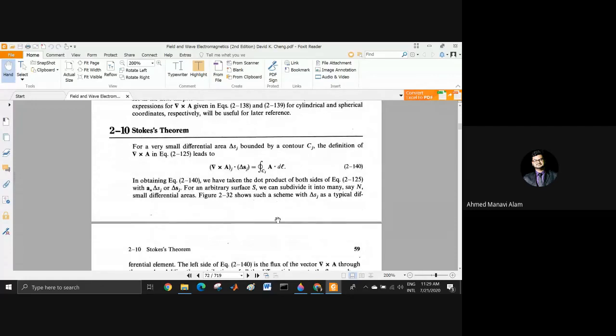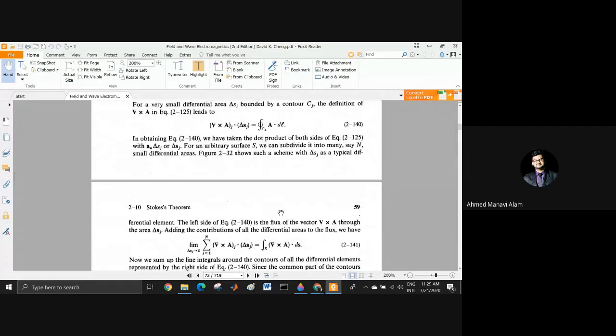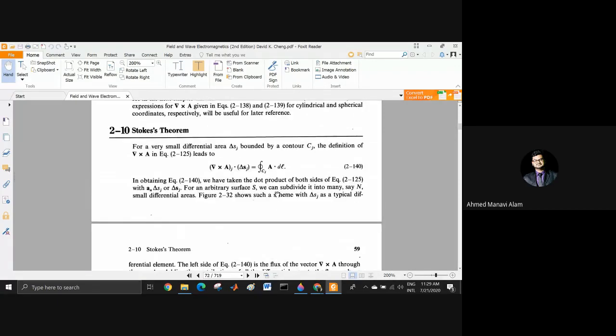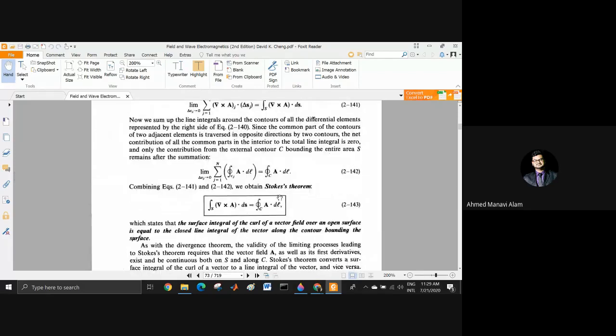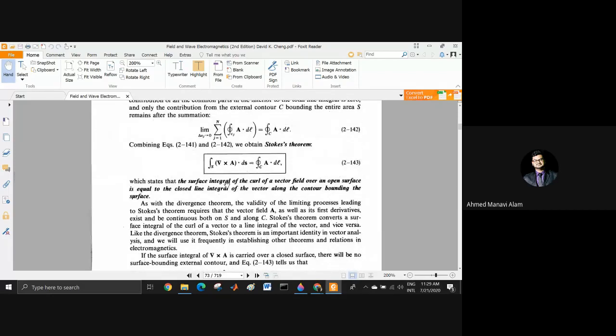What is Stokes theorem? The divergence theorem was about the divergence, so the Stokes theorem will be about the curl. Here we can see the surface integral of the curl of a vector field over an open surface is equal to the closed line integral of the vector along the contour bounding the surface.